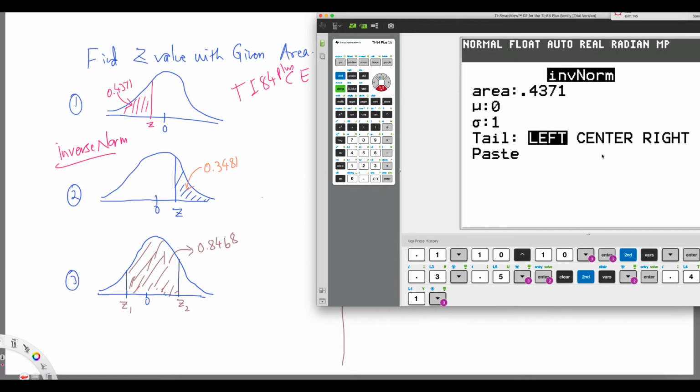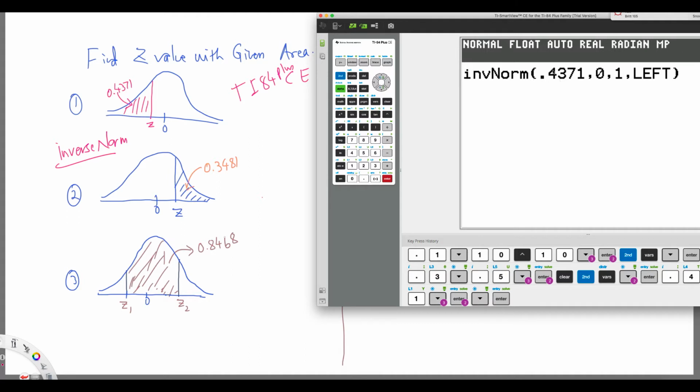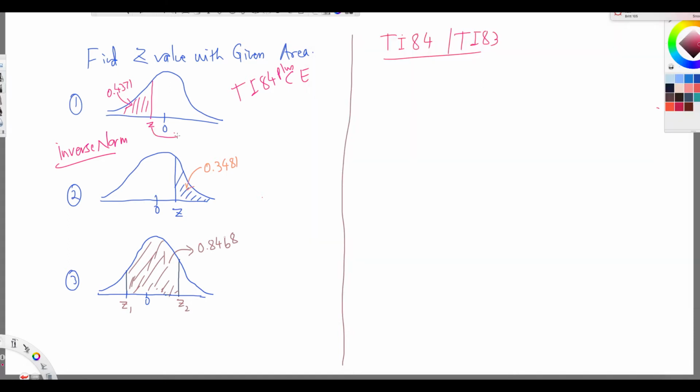Is the area on the left, in the center, or on the right? Here the area is on the left side, so we pick left, hit enter, then go to paste and hit enter. That's inverse norm with left area, because this is the area to the left of G, with 0 and 1. If you hit enter, you get negative 0.1583. So this G value is negative 0.1583, and that makes sense because this G is left of 0, so it is negative.